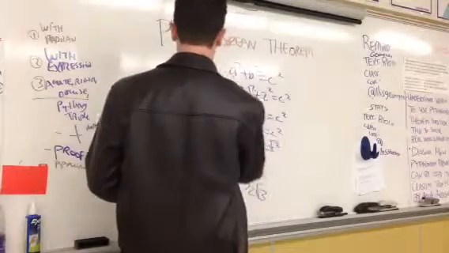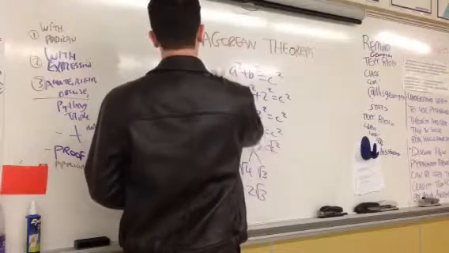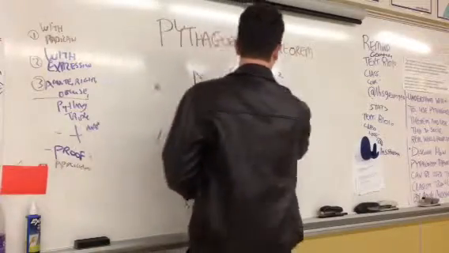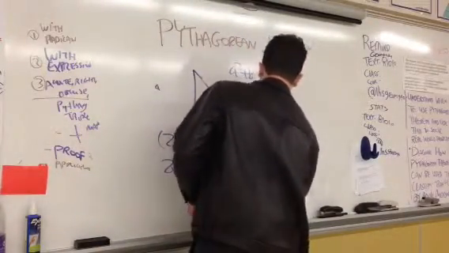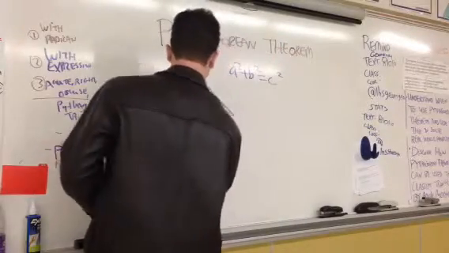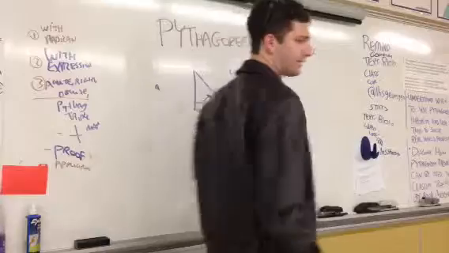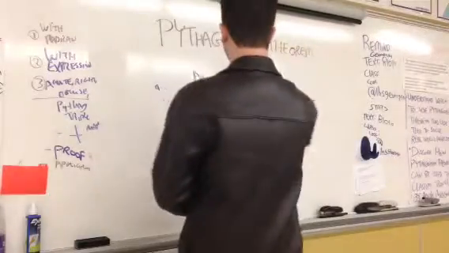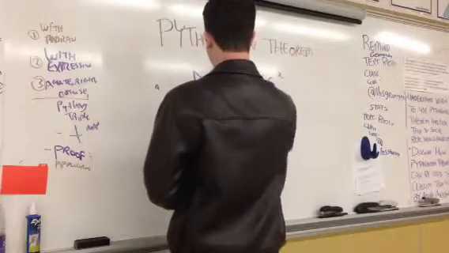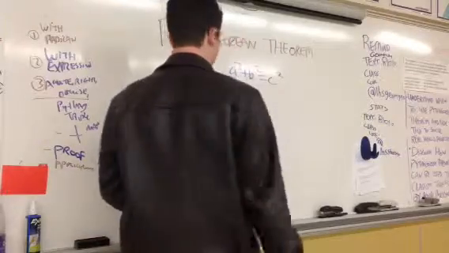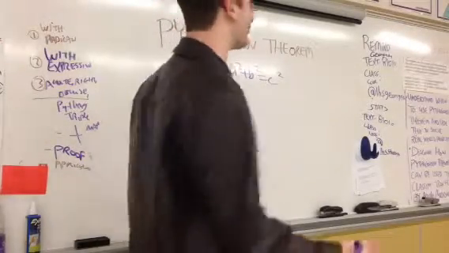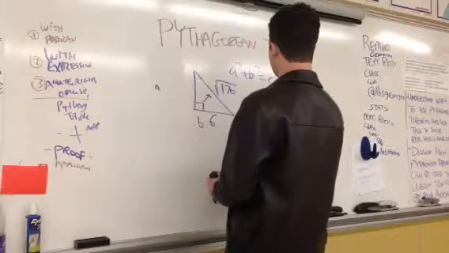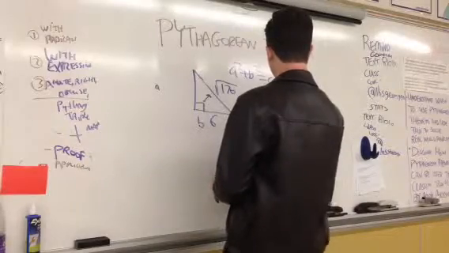Let's say we're given our hypotenuse, and we're trying to find one of our legs. Okay, so let's say our hypotenuse is the square root of 170. Let's say one of our legs is 6, so we don't know what this one is. Plug into your Pythagorean theorem and solve. So a squared plus 6 squared equals the square root of 170 squared.